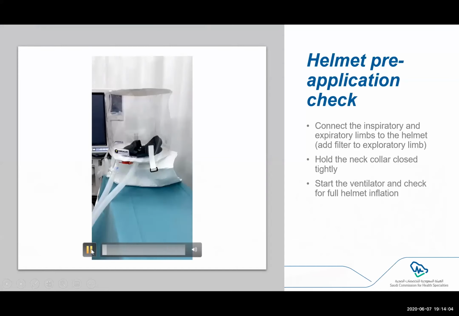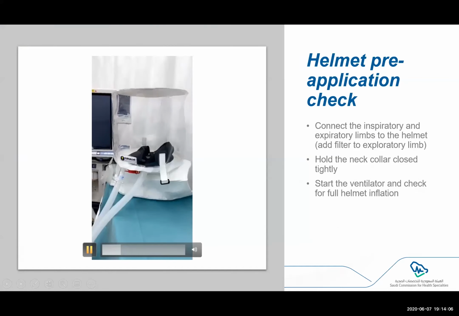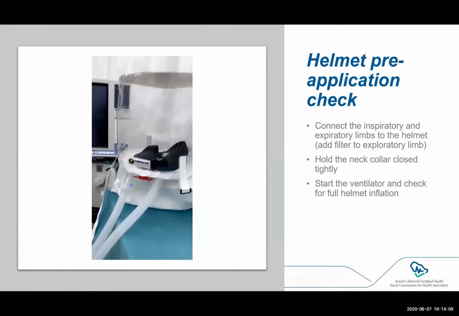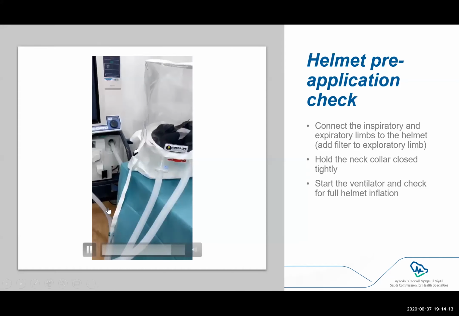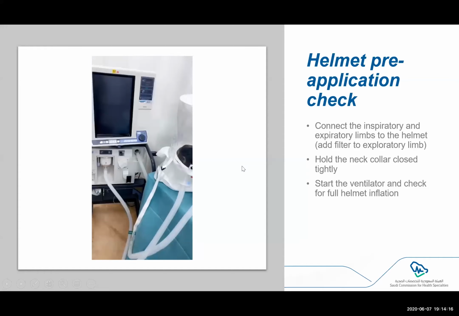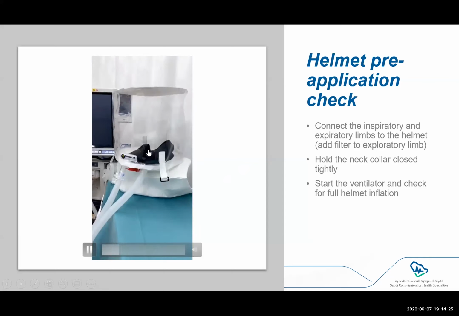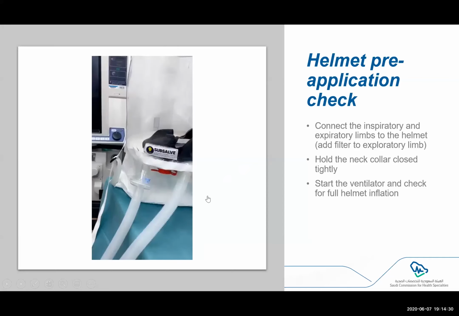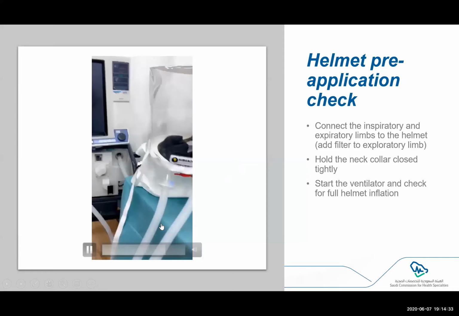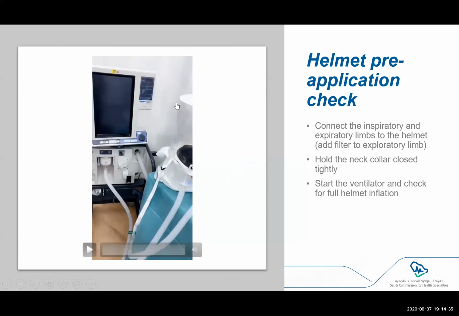This is how you actually perform the connections. Inspiratory limb and expiratory limb both go to the ventilator. And we recommend that you test the helmet inflation before you apply it on the patient. So what we recommend is that you start the ventilation, you hold this part tightly closed and see that the helmet completely inflates when the flow goes into the helmet. So you ensure that there are no manufacturing errors or a leak in the helmet, rather than finding out after you have applied it on the patient already.